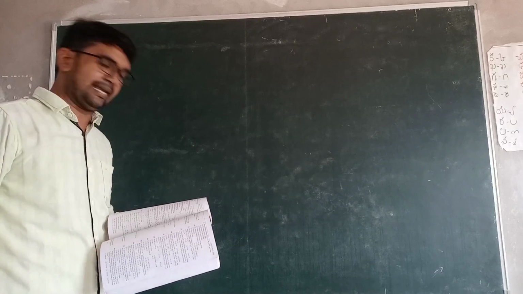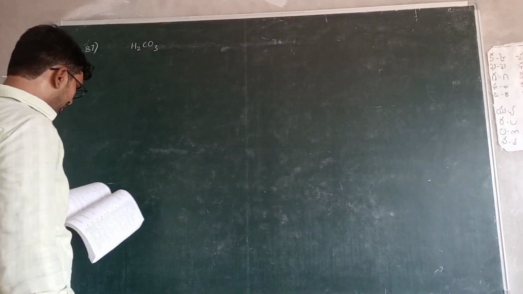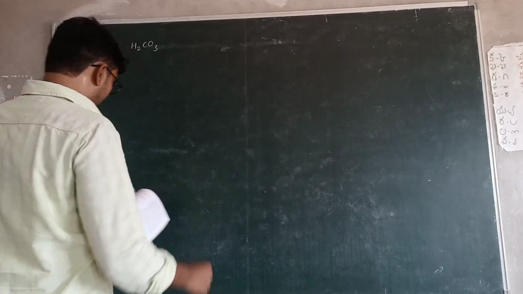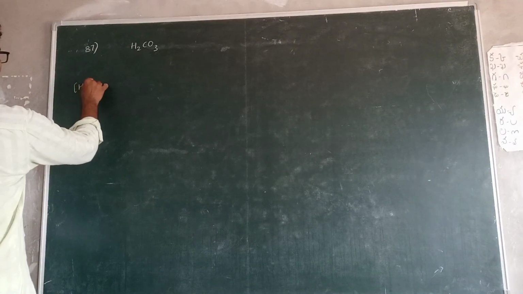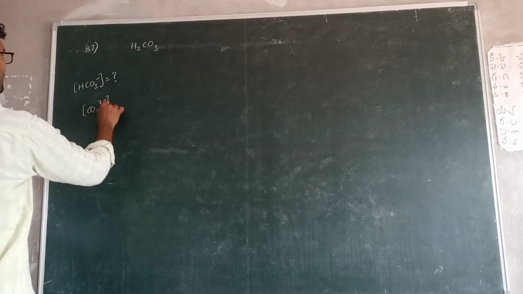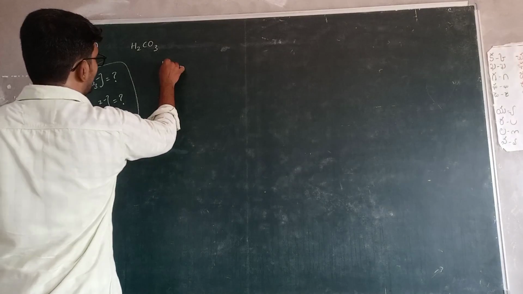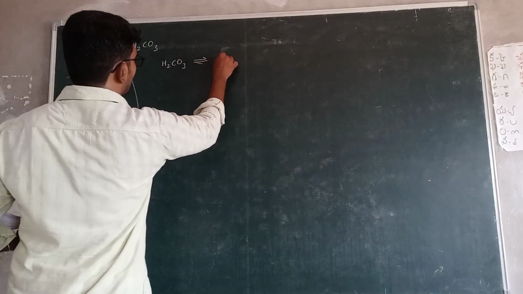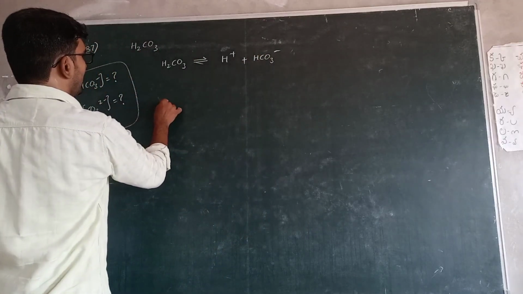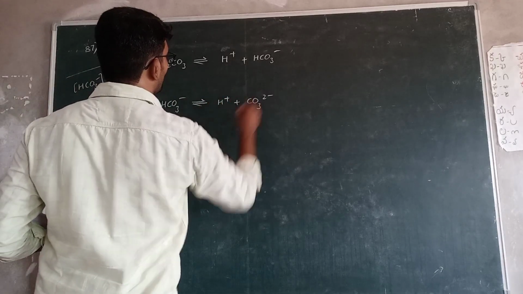87th problem, carbonic acid. Carbonic acid means H2CO3 is given. This H2CO3 is dissociated as a diprotic acid, so Ka1 is given, Ka2 is given. But we have to calculate the concentration of HCO3 minus and also the concentration of CO3 2 minus. These two we have to calculate here. Okay, first write H2CO3 first dissociates, the first dissociation gives H plus and HCO3 minus. In the second one, HCO3 minus gives rise to H plus and CO3 2 minus.